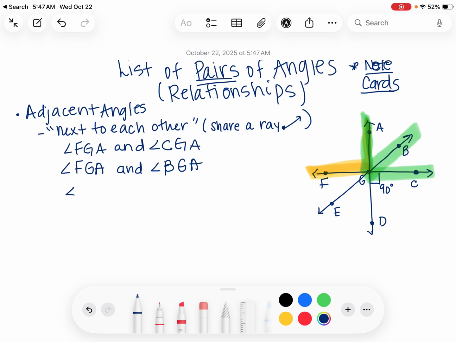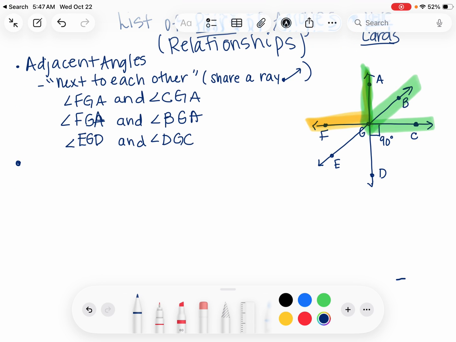We can look at some of the bottom ones too. We can say angle EFD and angle D. Why did I say F? EFD. That's not an angle, guys. It's angle EGD. EGD and angle DGC. Okay, those bottom ones. So these you can either make a note card for the angles or just go back and study these for your notes when you're doing your homework and when you're taking your test, okay?